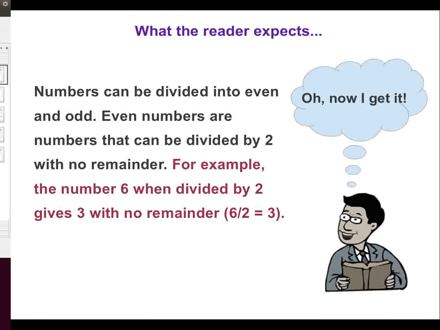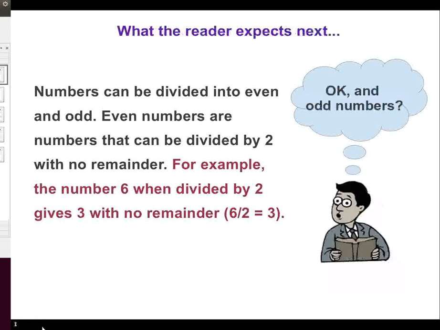For example, the number 6, when divided by 2, gives 3 with no remainder. Now the reader feels more reassured. Now he's understood it. Things can be divided up into even and odd. He's been given a definition of what an even number is, and he's even gotten an example. Now, what do you think his expectations are? Now that he's read that sentence, does he expect you to go on to something else? Well, most probably he's now thinking, how about the odd numbers?